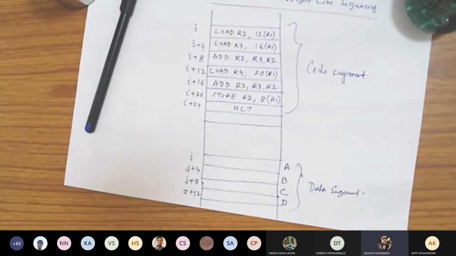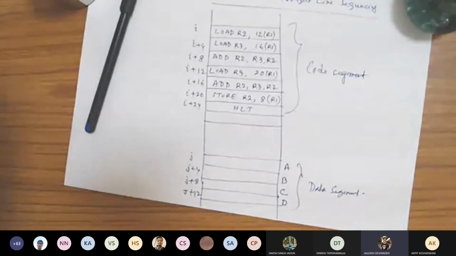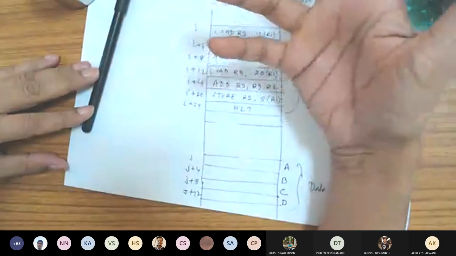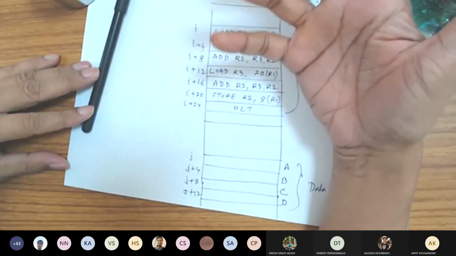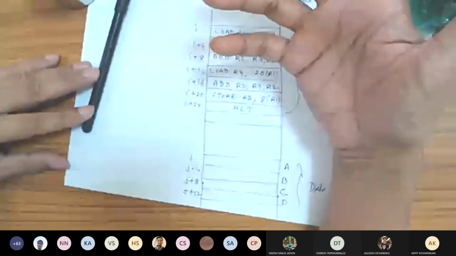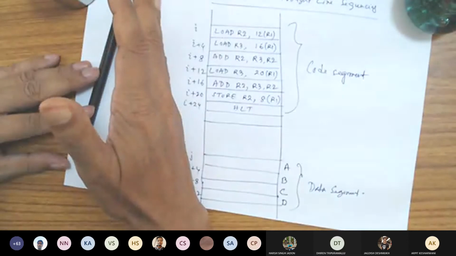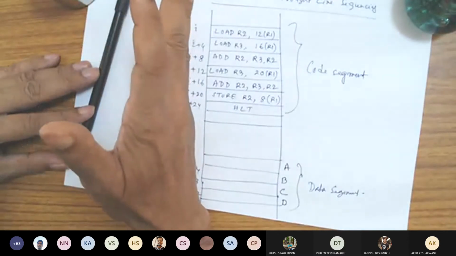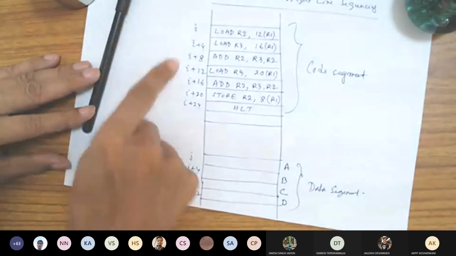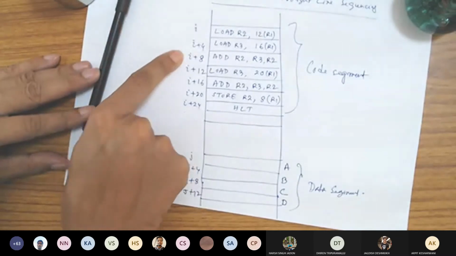Sir, can you again say which thing does the logical to physical address conversion? When you see the program, it's a logical address. When the CPU sees the program, it's a physical address, as simple as it is. So that's why I have used I plus 4, I plus 8, I plus 2.